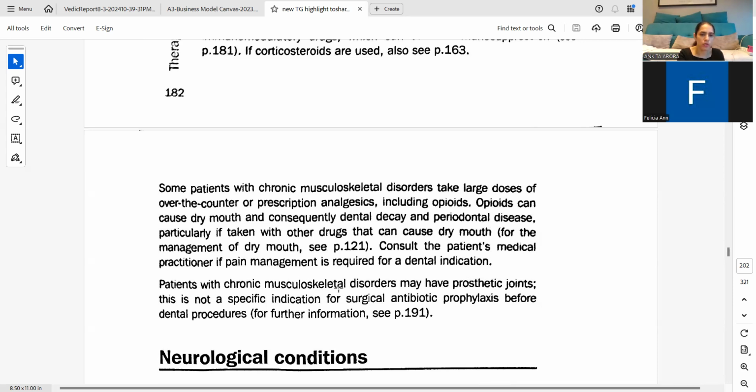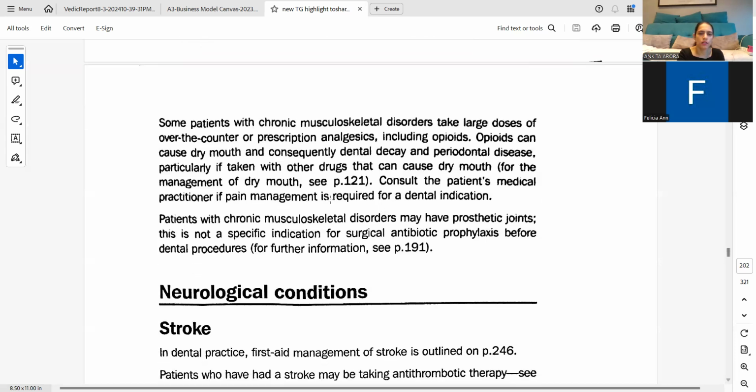Patients with chronic musculoskeletal disorders may have prosthetic joints. This is not a specific indication for surgical antibiotic prophylaxis before dental procedures. So this is an important area: prosthetic joints are not a specific indication for antibiotic prophylaxis. An artificial joint patient may not be a candidate for infective endocarditis or surgical antibiotic prophylaxis.